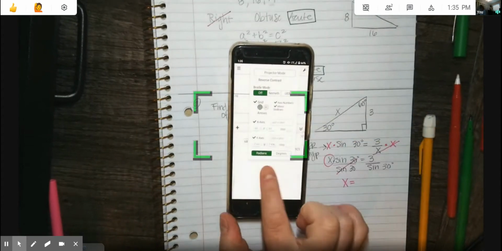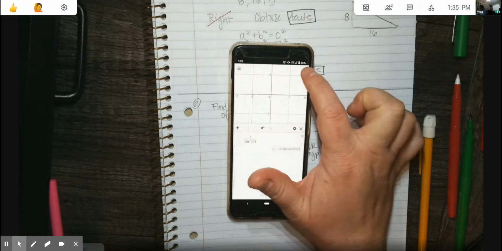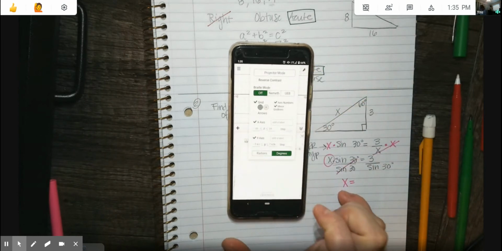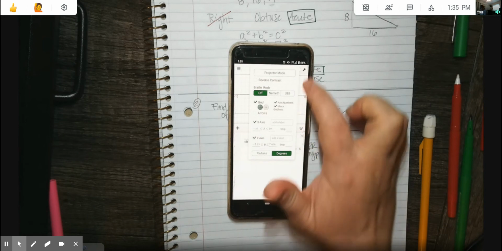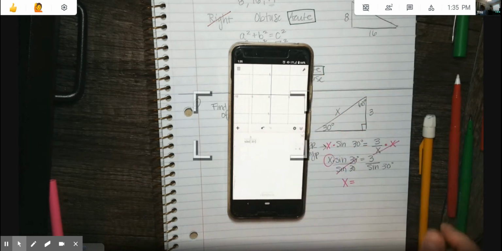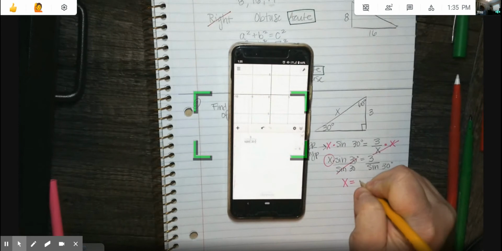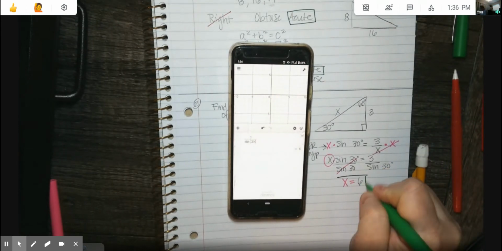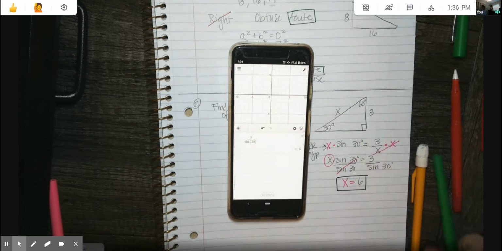So let me go back here. See how when I clicked my little wrench up here, it's already automatically on radians. You need to change that to degrees. When I change that to degrees, I get that 3 divided by sine of 30 is 6. And that is my final answer for this problem. X is equal to 6.